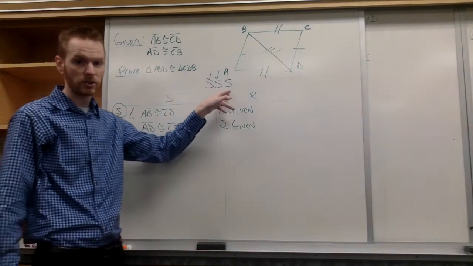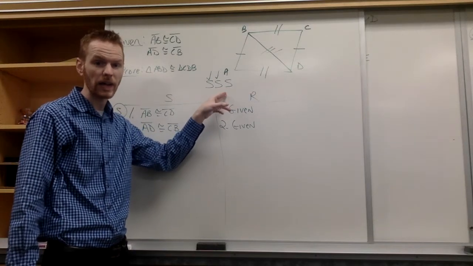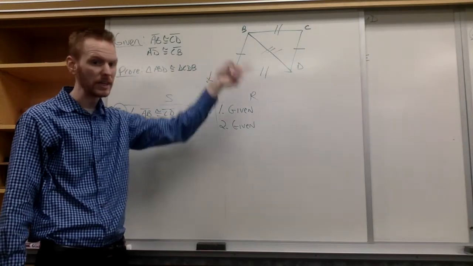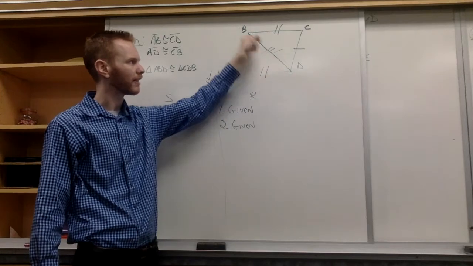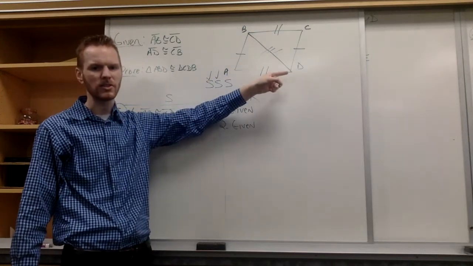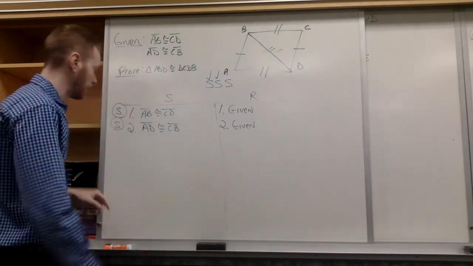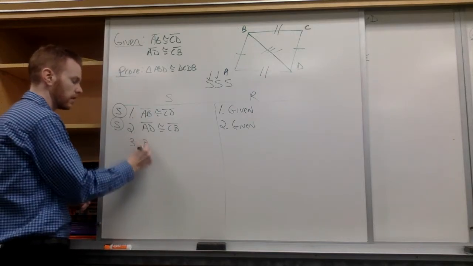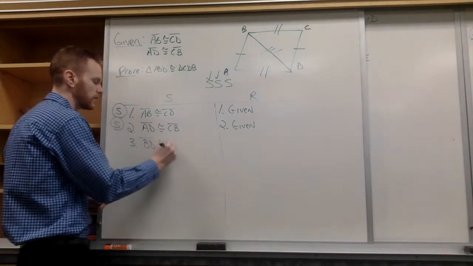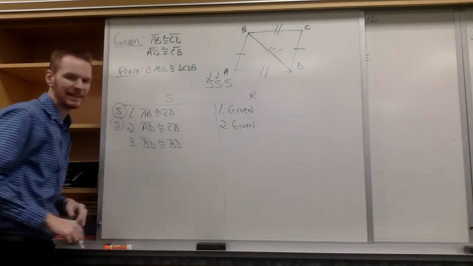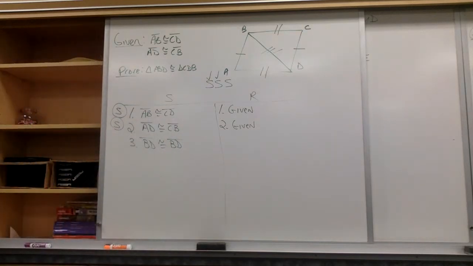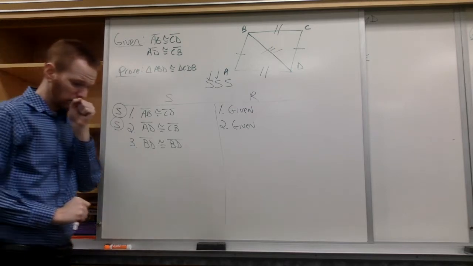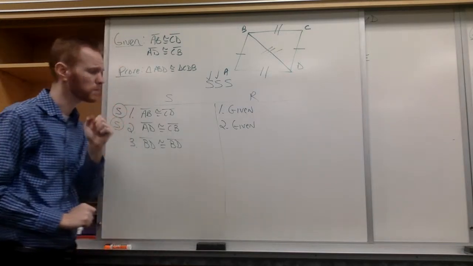Now, according to this little checklist that I have, one more side I've got to say is congruent. That's one thing I didn't mention yet. That's this guy, right? See how BD is the same in both triangles? Now, this step's a little bit different. It's going to seem redundant. I'm going to say BD is congruent to BD. And you're probably thinking, huh? Why am I doing that? Well, it's for this reason, sorry.